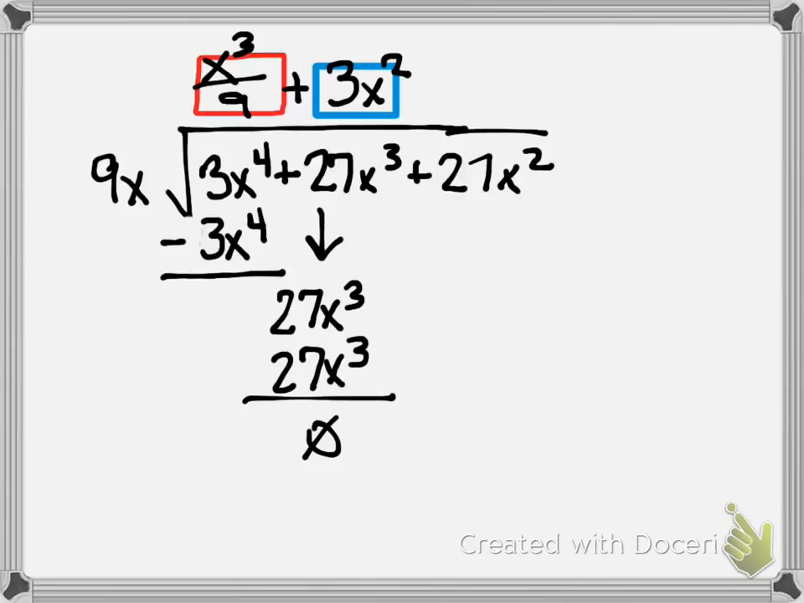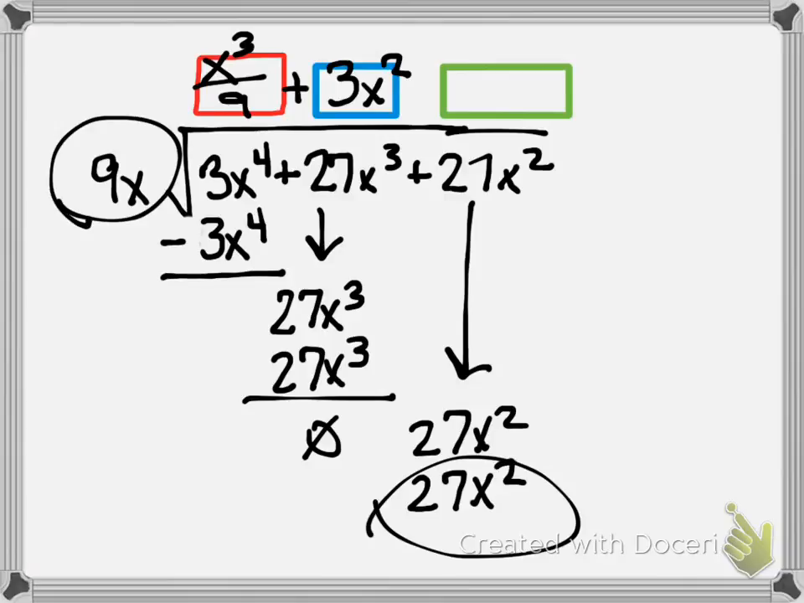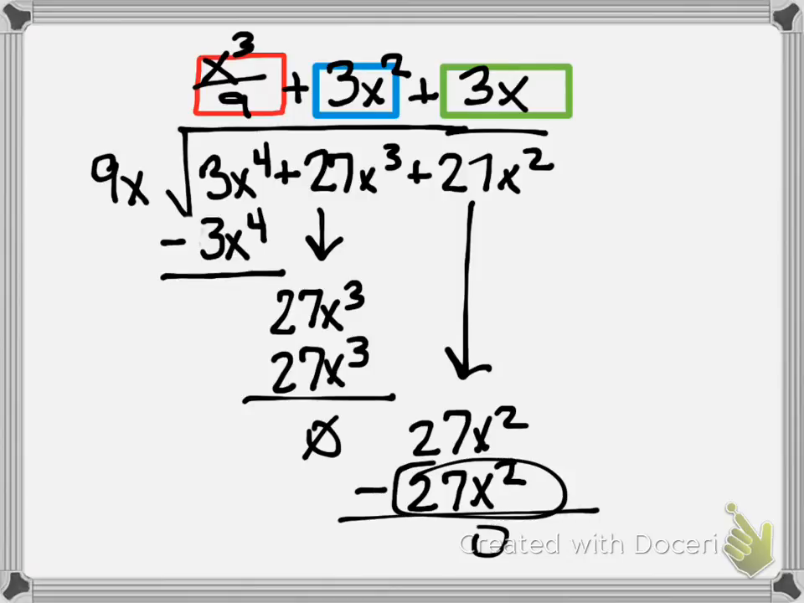It's exactly what you want. And now you bring down 27x squared, and start the process again. What you put here is what's going to multiply by the 9x to give you this 27x squared. Because remember, the green box times the divisor gives you that number that you end up subtracting. And I hope you can see that that is 3x. So 3x times 9x is definitely 27x squared. That's what you wanted. Subtract, and you have a remainder of 0.